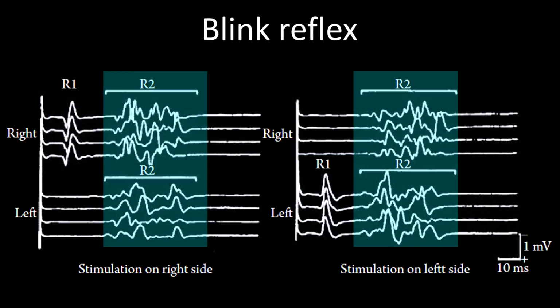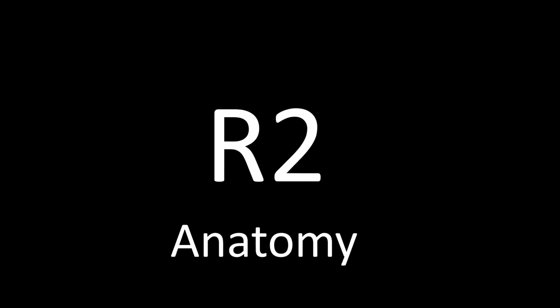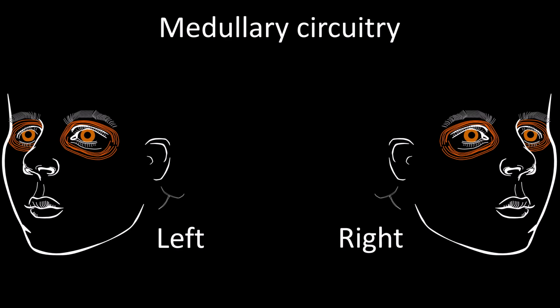After R1, we need to look at R2. So let's start with R2 related anatomy. That is the medullary circuitry of the blink reflex. In this frame, I have introduced a view of the sides of the same face, the right and the left.